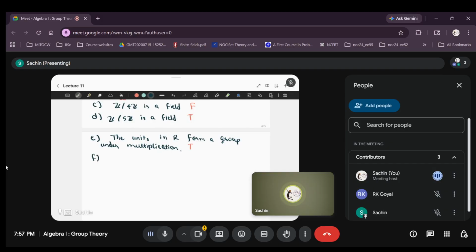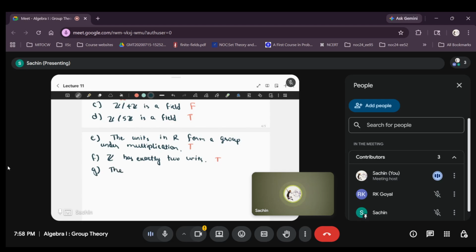And F says the ring of integers Z has exactly two units. That's true, right? 1 and minus 1 are the only units. All other numbers don't have any multiplicative inverse in integers. Units means always multiplicative inverse.